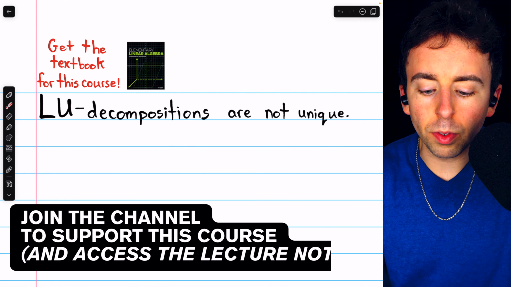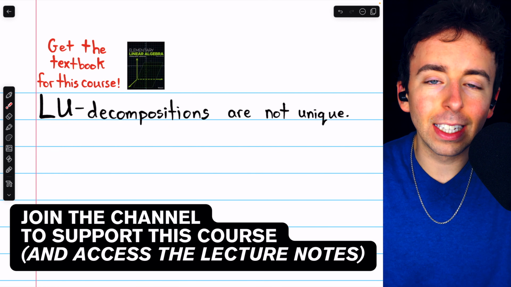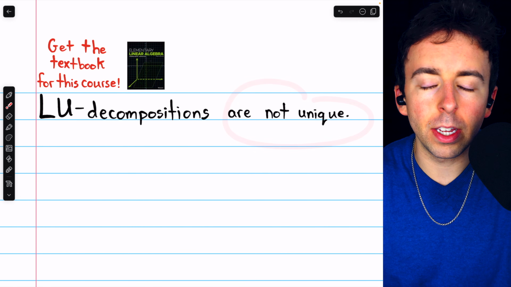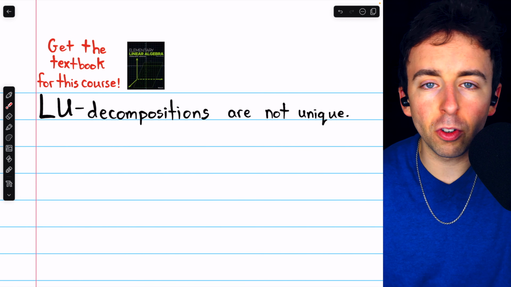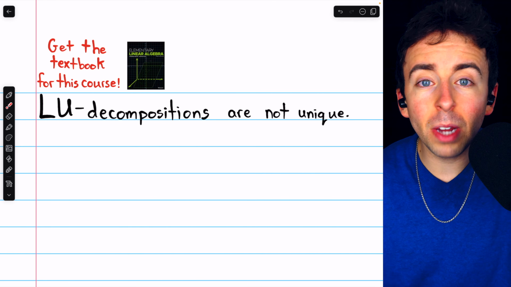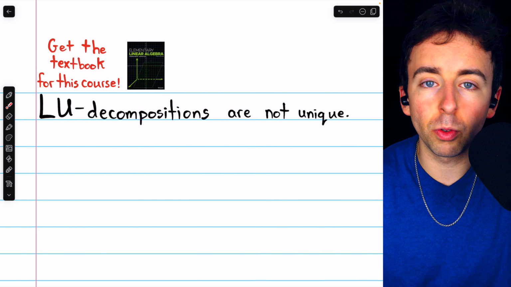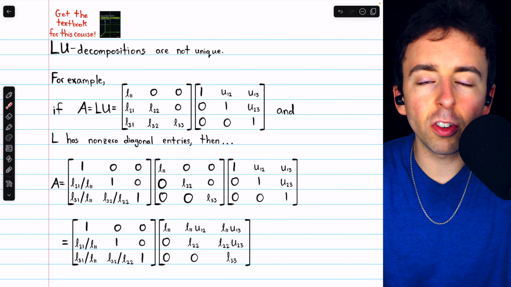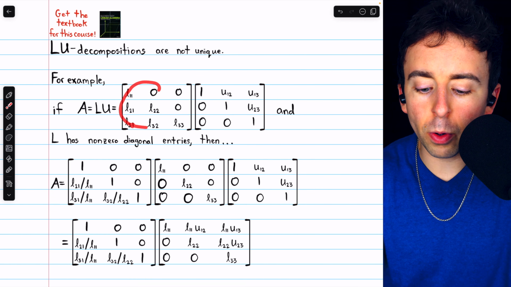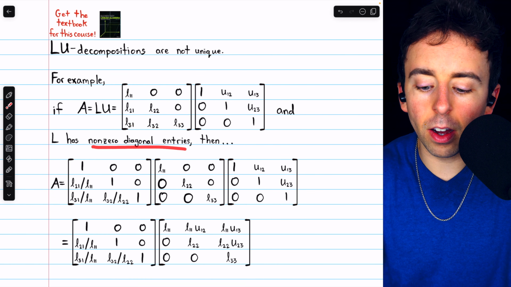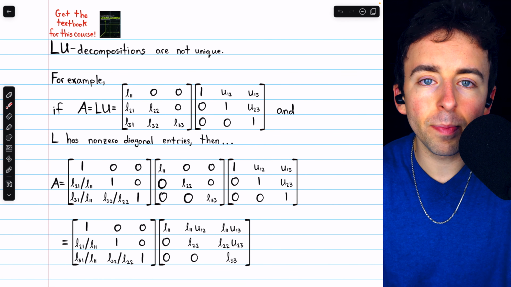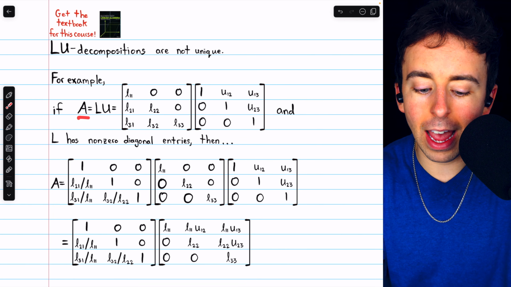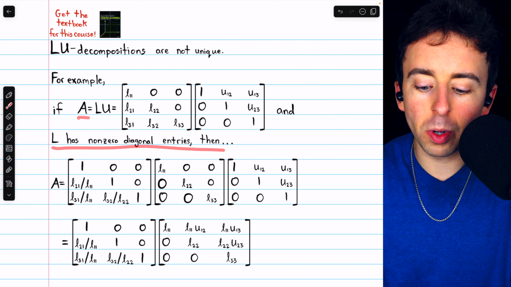When we introduced LU decompositions, link in the description to that video, we saw that they are not unique. We saw an LU decomposition of one matrix, and then we found another LU decomposition which was different. And in general, it's easy to see that LU decompositions are not unique when the lower triangular matrix L has non-zero diagonal entries.